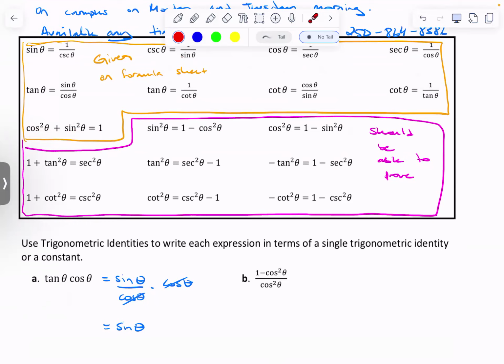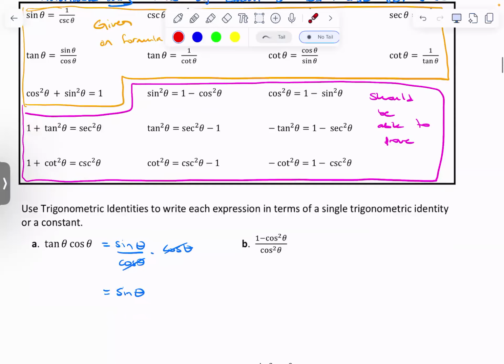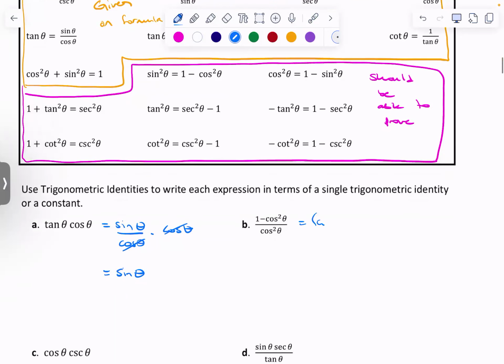And there's a lot of ways that you could do it. If you see a 1, what could you do? You could just replace the 1 with cos squared plus sine squared. Might be the easiest way to do it instead of manipulating it. So replace the 1 with cos squared theta plus sine squared theta, minus cos squared theta over cos squared theta.